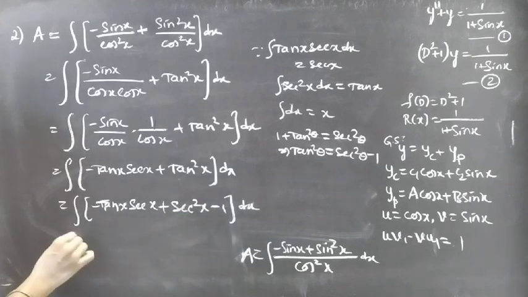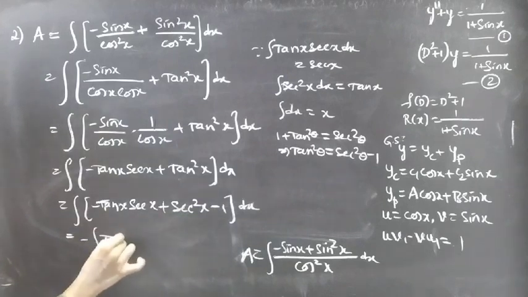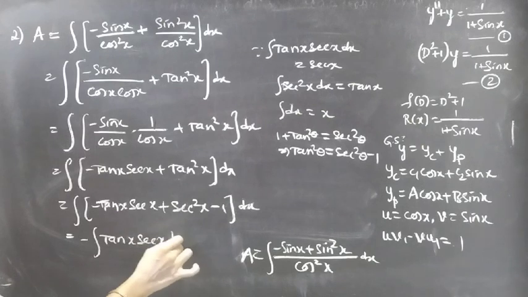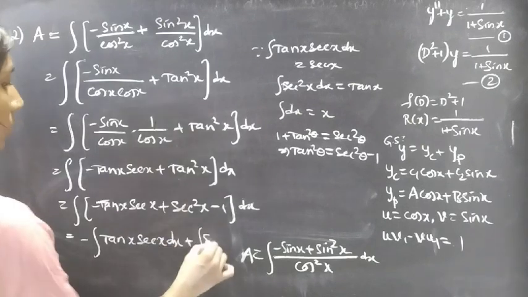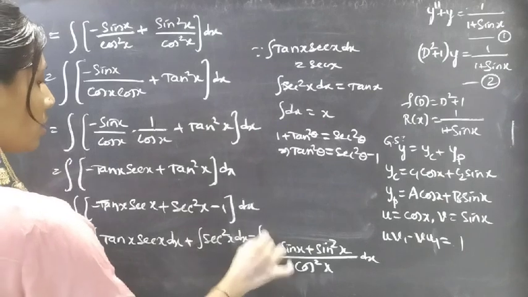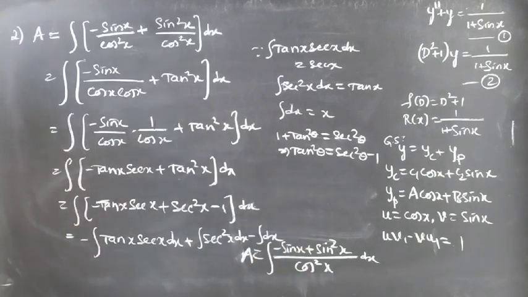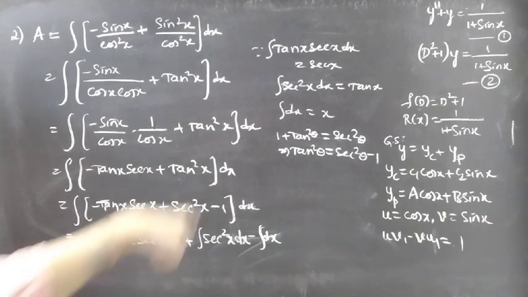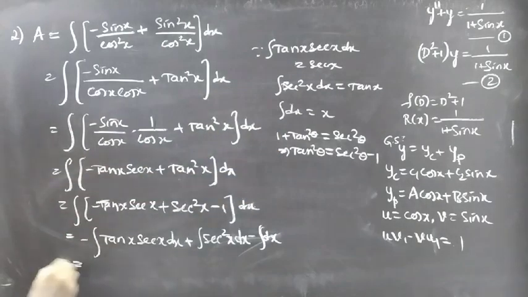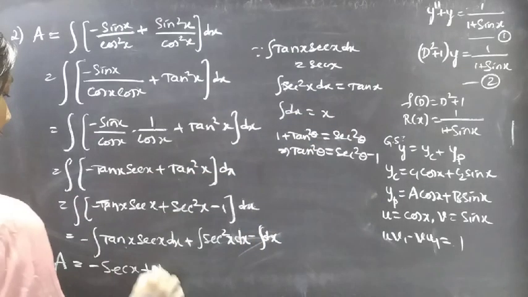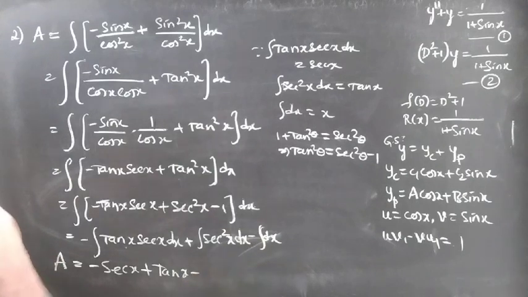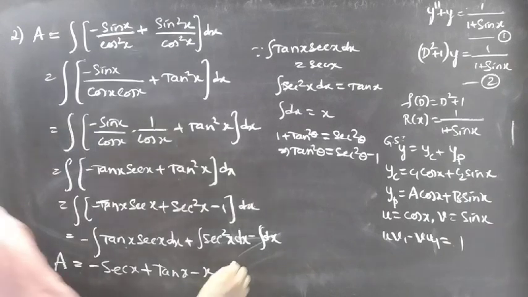Now we can split the integration: integral minus tan x secant x dx plus integral secant square x dx minus integral 1 into dx is dx, right? Now apply these formulae, we'll get A equal to minus integral tan x secant x is secant x plus integral secant square x dx is tan x minus dx is x. Therefore A equals minus secant x plus tan x minus x.